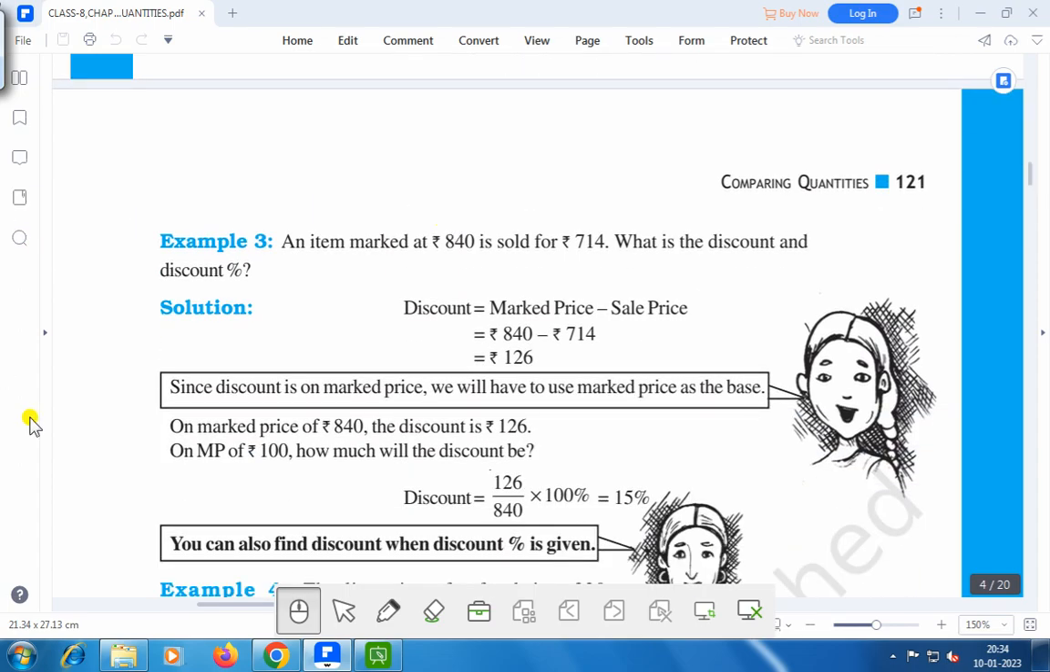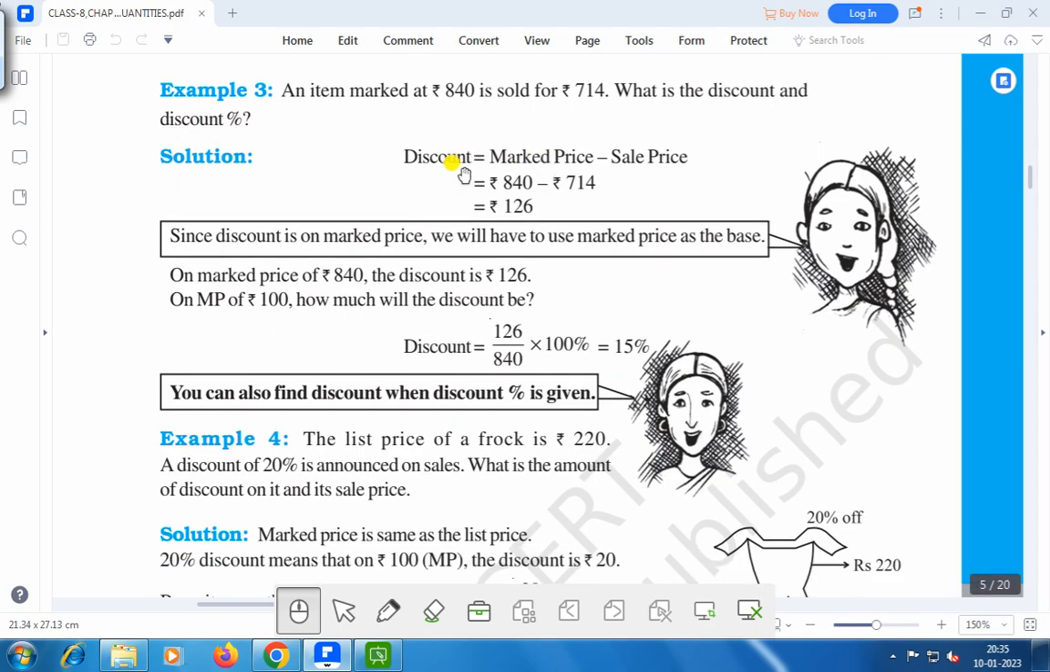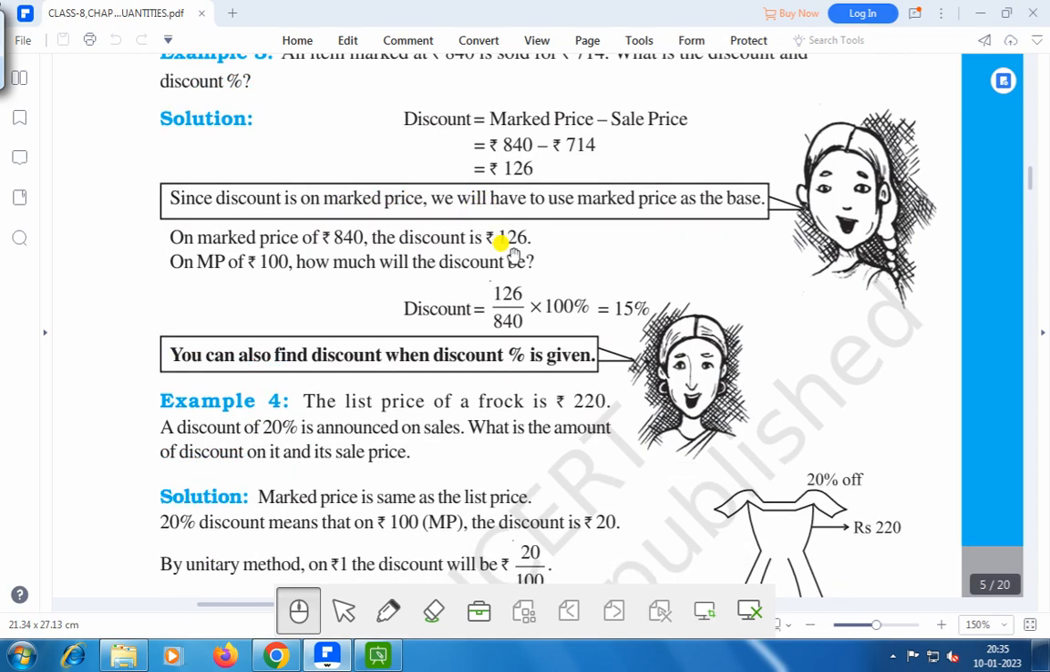Example 3. An item marked at rupees 840 is sold for rupees 714. Find the discount and discount percent. Discount is equal to marked price minus sale price. 840 minus 714, that is 126. Since discount is on marked price, we will have to use marked price as the base. On marked price of rupees 840, the discount is rupees 126. On marked price of rupees 100, how much will the discount be? Discount equals 126 by 840 into 100%, that is 15%.